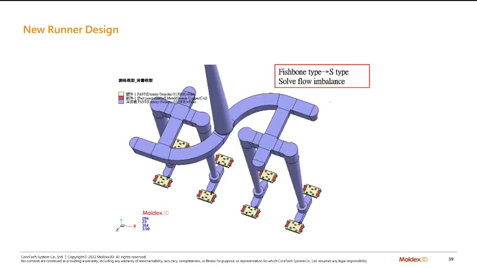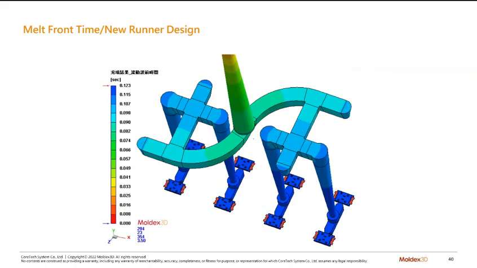Okay, first they try to change the design. Originally it is a fishbone design, so it goes in these directions, and now they change to the S type. So the flow length to this one and this one will be similar. They expect that the melt front will be similar, and the others like pressures and melt front temperature will be similar too. Okay, so yeah, actually when they check the melt front results, it is similar.